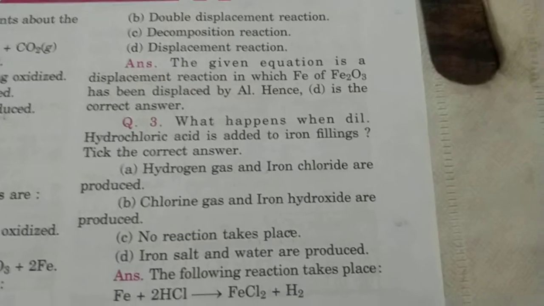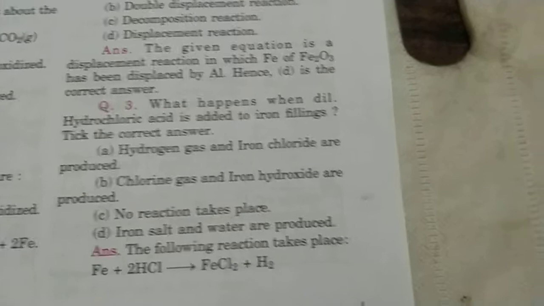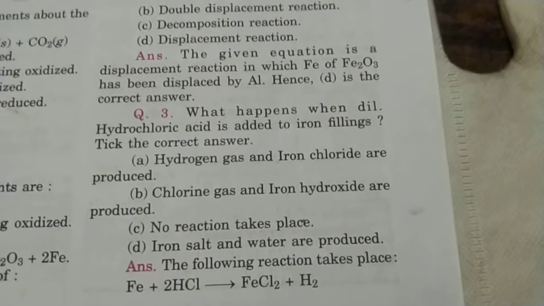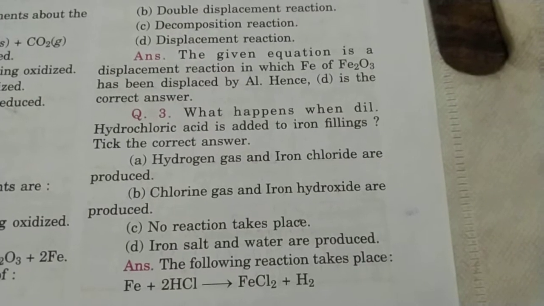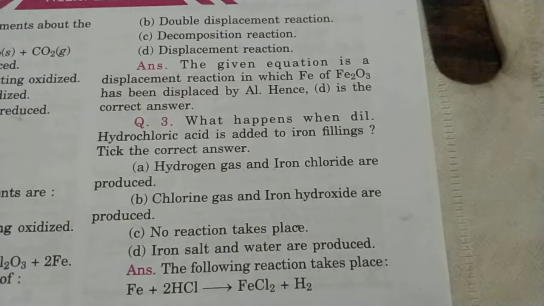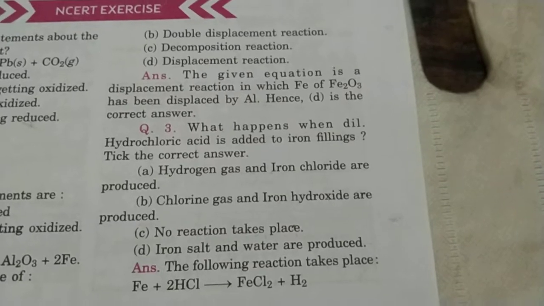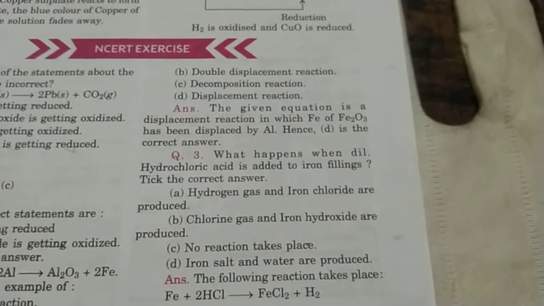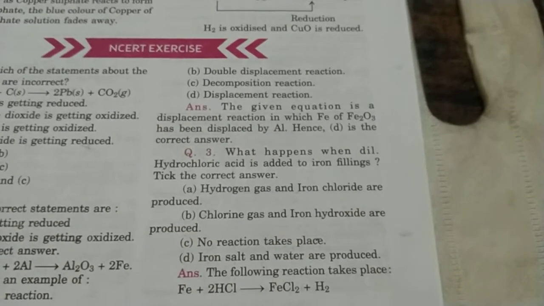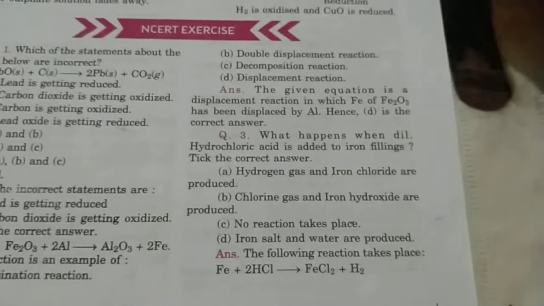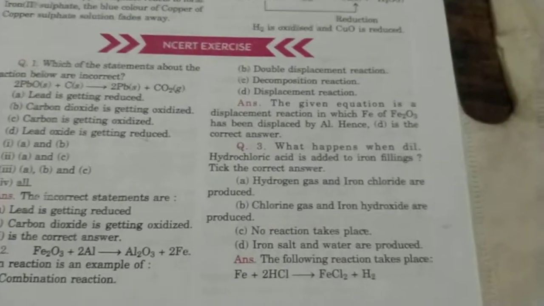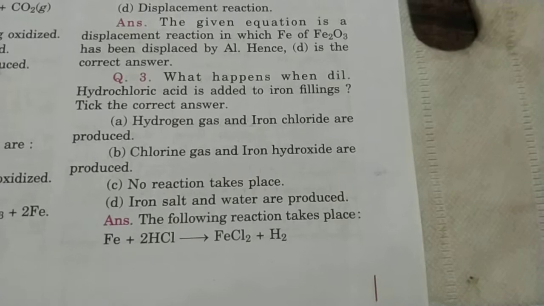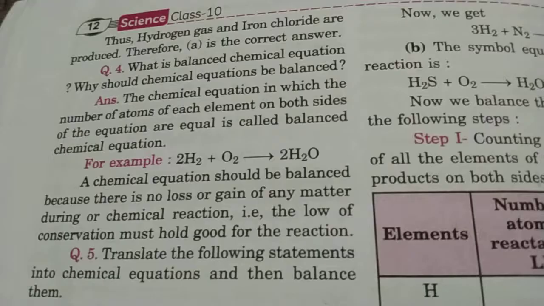What happens when dilute hydrochloric acid is added to iron filings? Pick the correct answer. The following reaction takes place: Fe plus 2HCl gives FeCl2 plus hydrogen. Thus A is the answer. Hydrogen gas and iron chloride are produced.